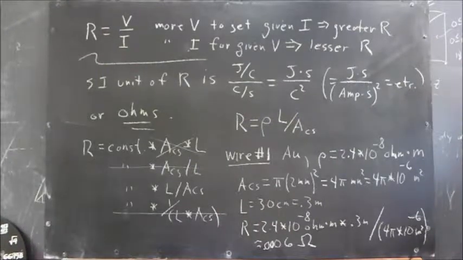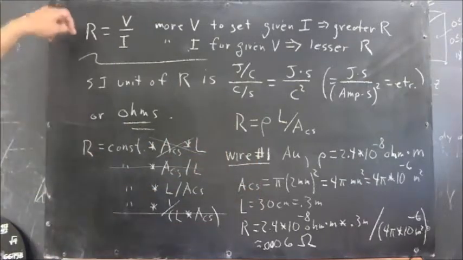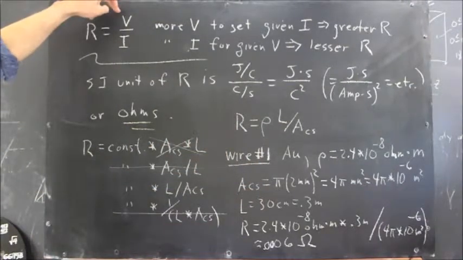Okay, now we're going to define resistance. Resistance to the flow of current. I'm going to say that resistance is defined as voltage divided by current.